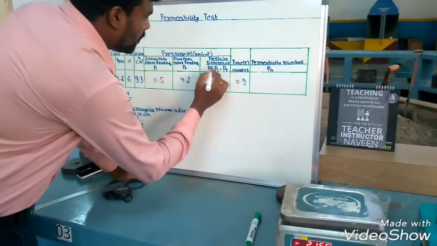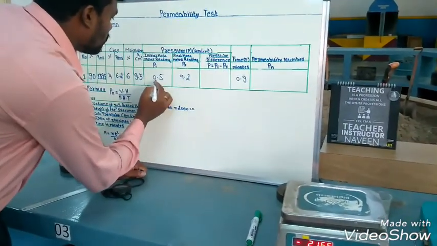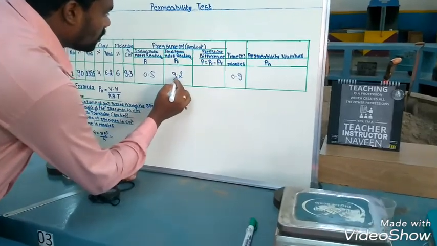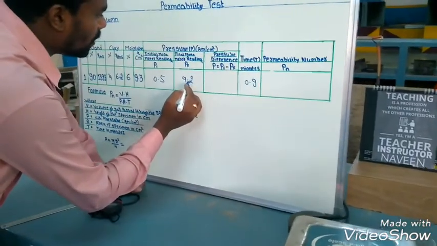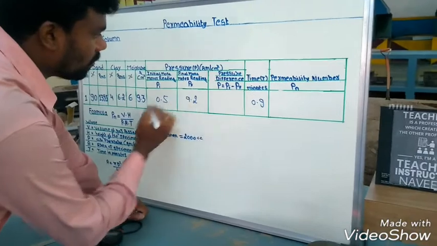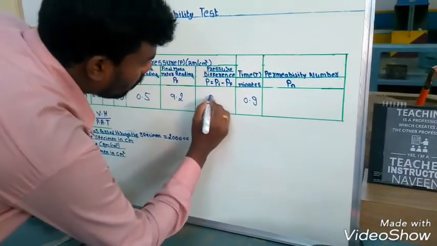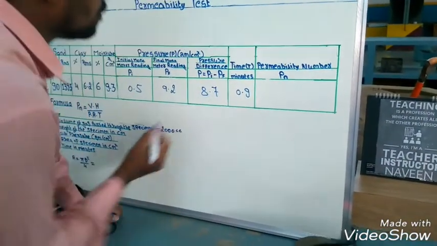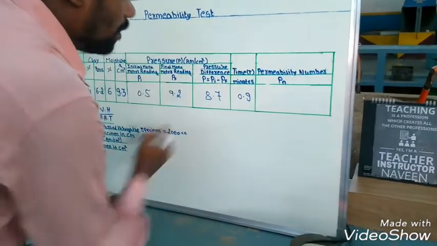The pressure difference: the initial pressure is 0.5. The final pressure is 9.2. We want to subtract the initial pressure from the final pressure. It comes to 8.7. The pressure difference is 8.7.